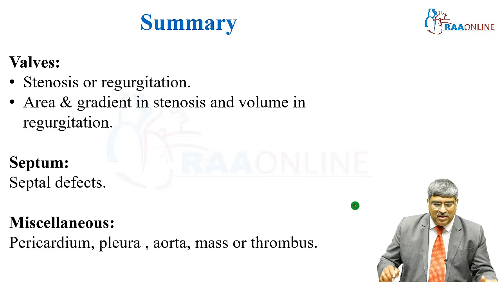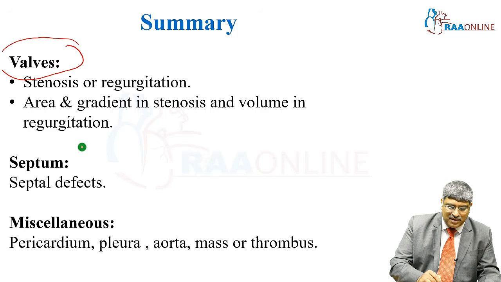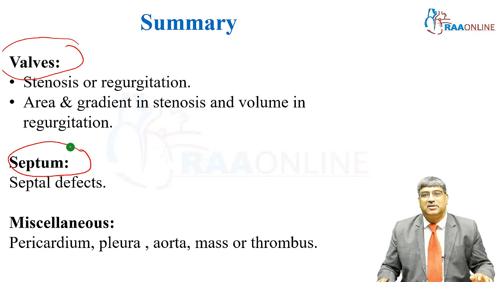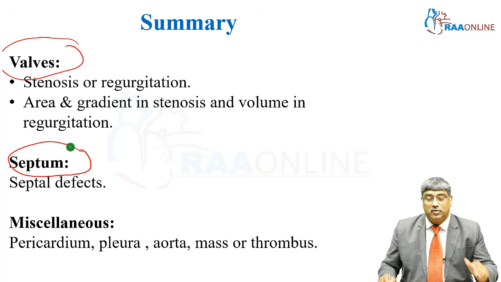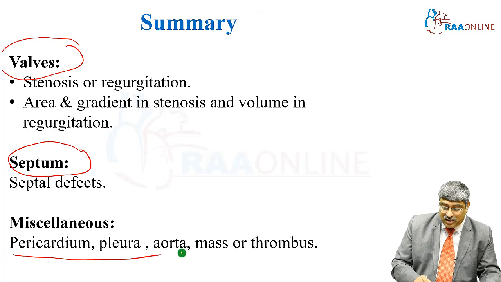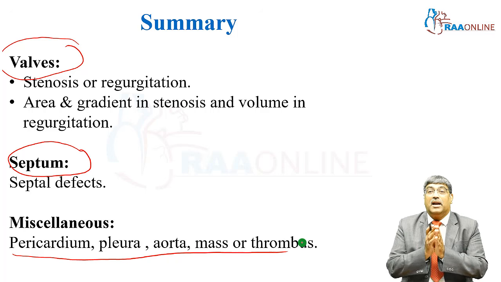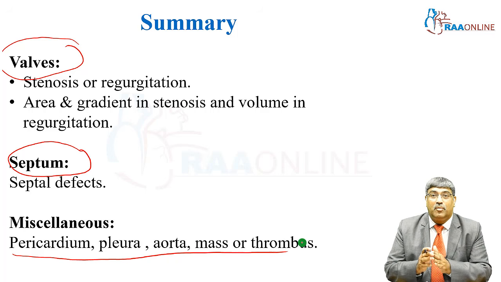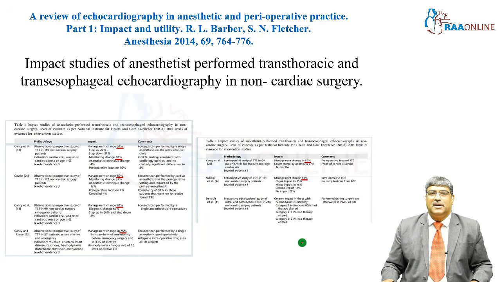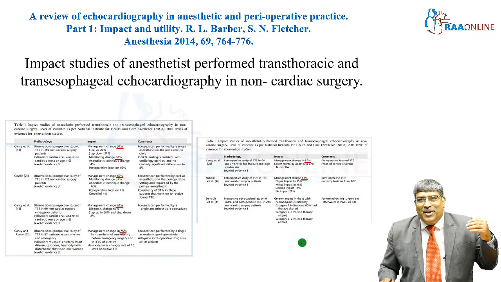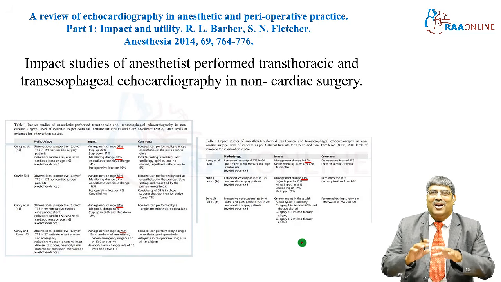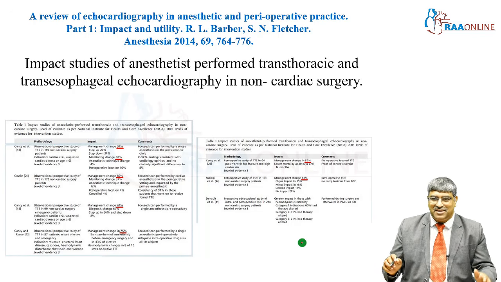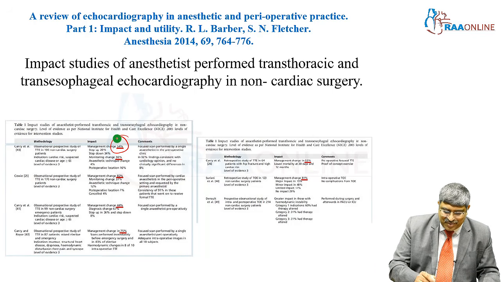You have to look at all 4 valves, interatrial septum, interventricular septum, and don't forget to screen for pleura, pericardium, great vessels and in addition any mass or thrombus. So, by knowing this echo, how does the anesthesiologist's perspective change? I have underlined something in red.